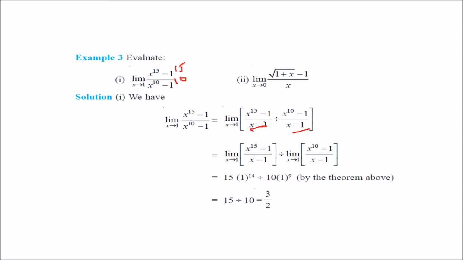So x to the power 15 minus 1 by x minus 1 is going to give you n a to the power n minus 1, meaning 15 times 1 to the power 14. The denominator is going to give you 10 times 1 to the power n minus 1, that is 9. And this can be easily solved. This is 15 by 10, that is 3 by 2.